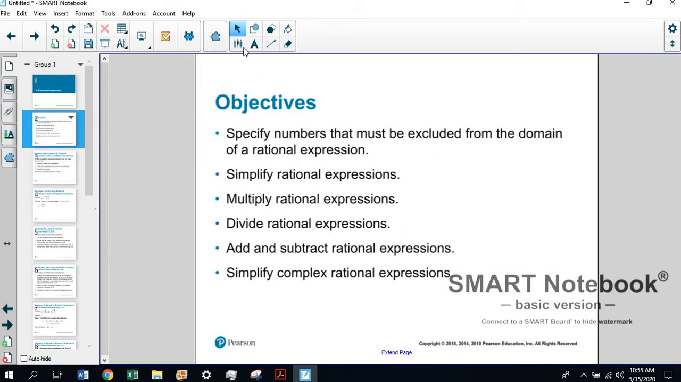We're going to talk about adding and subtracting rational expressions, as well as simplifying complex rational expressions, which just is like fractions inside of fractions. How do we handle that? And there's a couple of different ways we can do that.